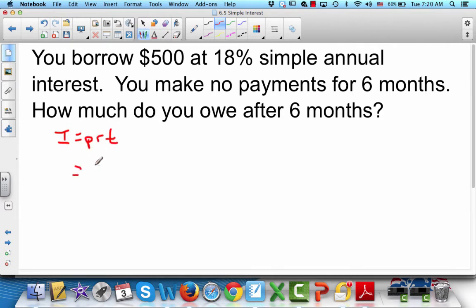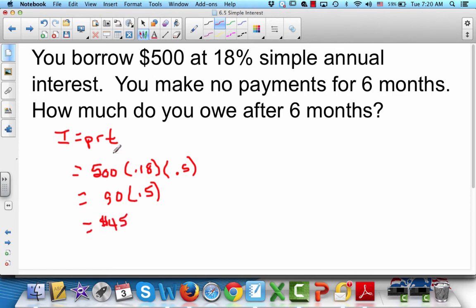You borrowed $500 at 18%, and you did it for 6 months. Remember, this is done per year. So 6 months is 6 months out of 12 months for a full year. So it would be for 1/2 of a year. So you put 0.5 there. Equals 500 times 18%, which would be 90, times 0.5 is equal to $45.